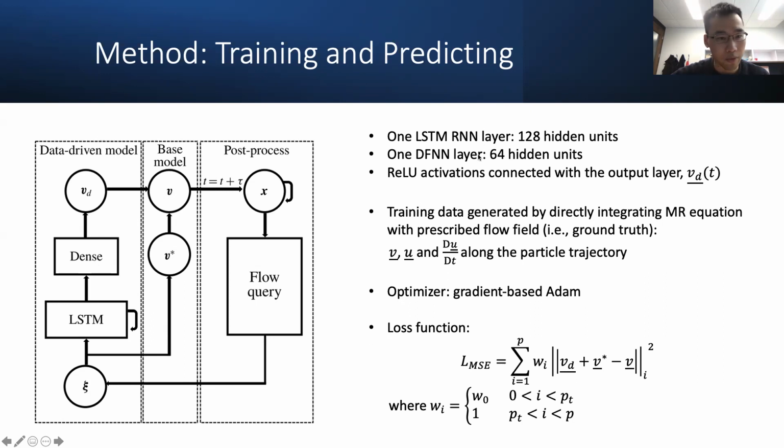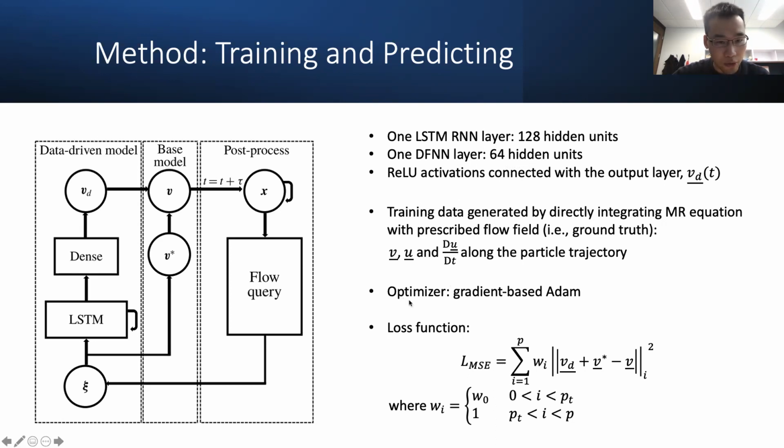So some specifics of this machine learning architecture are that they have the LSTM layers with 128 hidden units, and the dense feedforward neural network has 64 hidden units, and they're using ReLU activations connecting the output layer. And for the training data, they're directly integrating the MR equation with a prescribed flow field, which they treated as ground truth.